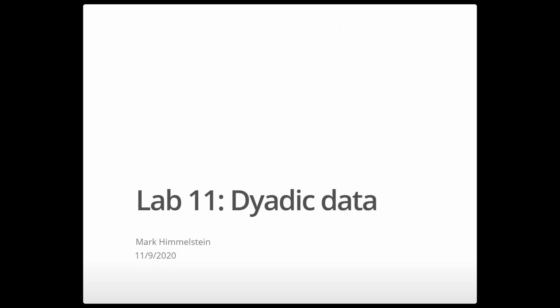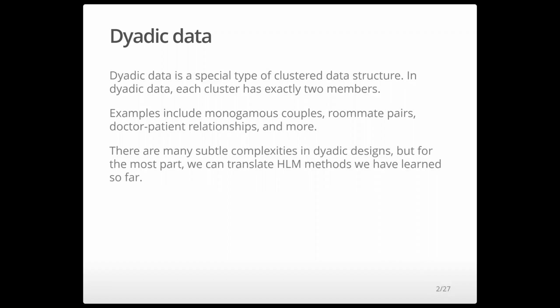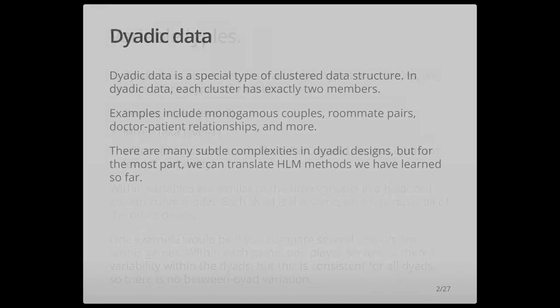So the main topic for this week is dyadic data. Dyadic data is a special type of cluster data structure in which each cluster has exactly 2 time points. There are several common examples of this, such as monogamous couples, roommate pairs, doctor-patient relationships, and more. And while our general HLM methods apply to many of these examples, there are some really subtle complexities in dyadic designs that need to be addressed.